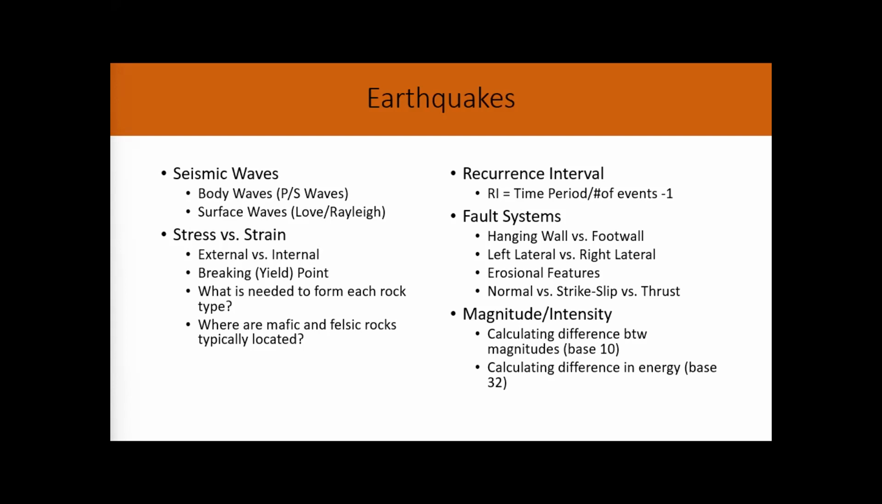And obviously magnitude and intensity, there's a difference between the two. How are they used? Because they're not interchangeable terms. How do we calculate differences in magnitude? If we have a magnitude 9 earthquake versus a magnitude 6 earthquake, how much greater shaking was there in the magnitude 9? How do we calculate that? Same thing, if we have a magnitude 9 earthquake and a magnitude 6 earthquake, how much more energy is released? And remember, whenever we're working with the difference in magnitudes or amplitudes, that's base 10. Energy, we're using base 32 for those calculations.